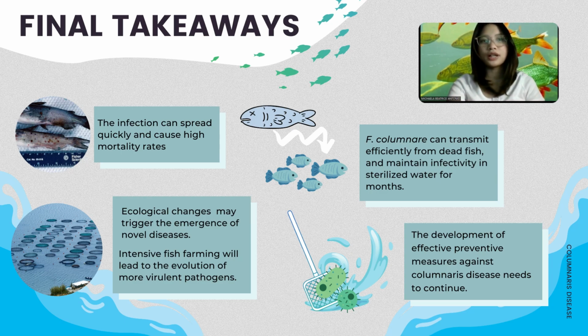Ecological changes and technological innovations such as the use of intensive aquaculture practices and high stock density in fish production affect pathogen epidemiology and evolution that may trigger the emergence of novel diseases. Additionally, intensive fish farming will lead to the evolution of more virulent pathogens. F. columnare can transmit efficiently from dead fish and maintain infectivity in sterilized water for months, significantly lowering the fitness cost of host death likely experienced by the pathogen in nature. Besides further elucidating the pathogenesis of columnaris disease, the development of effective measures also needs to continue.